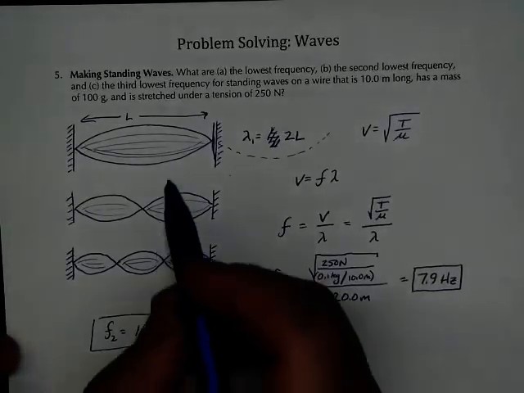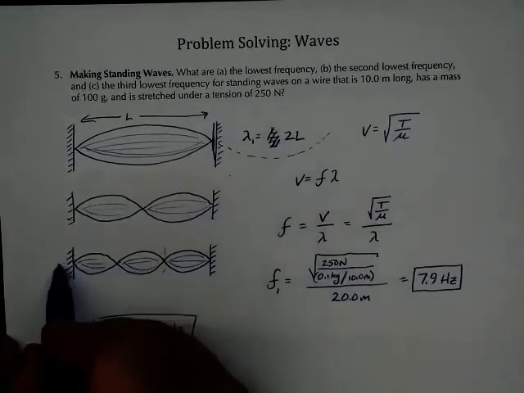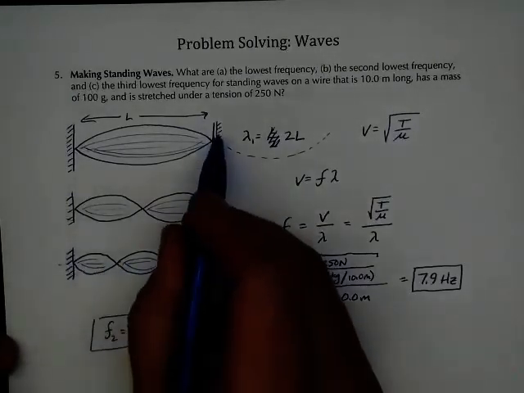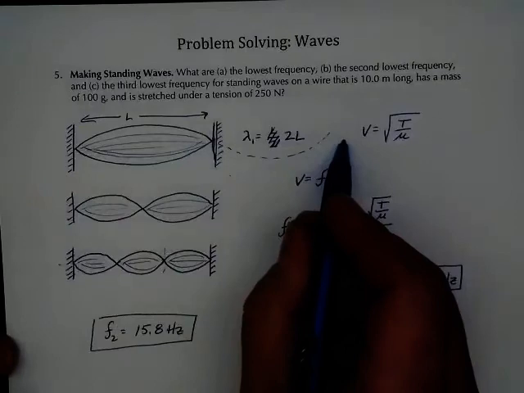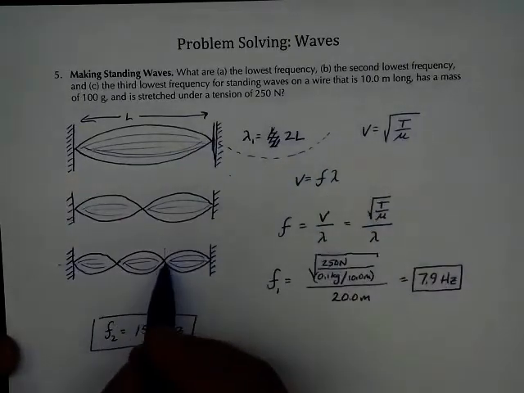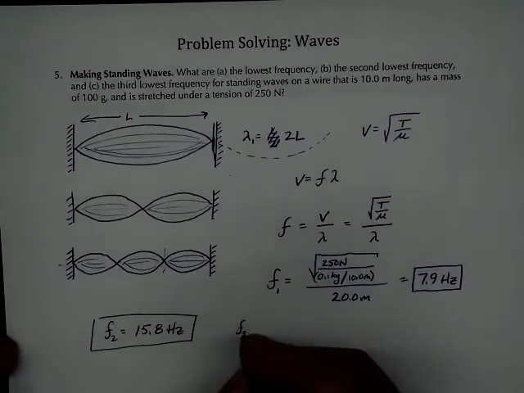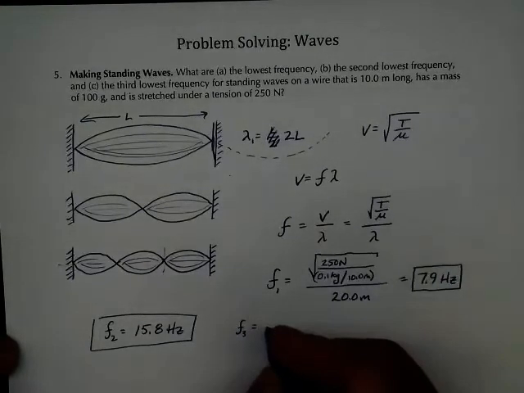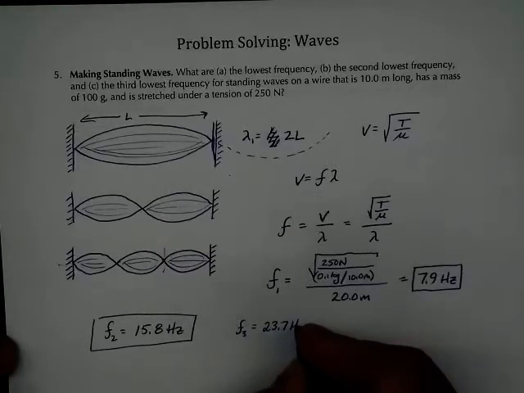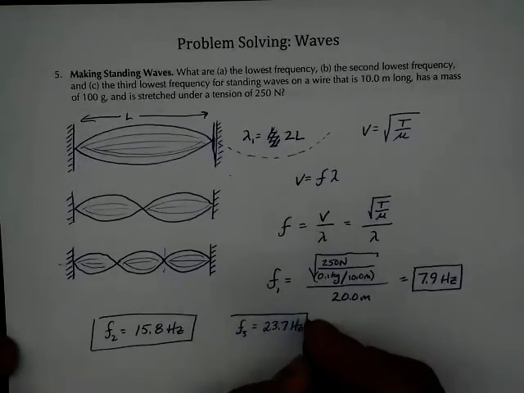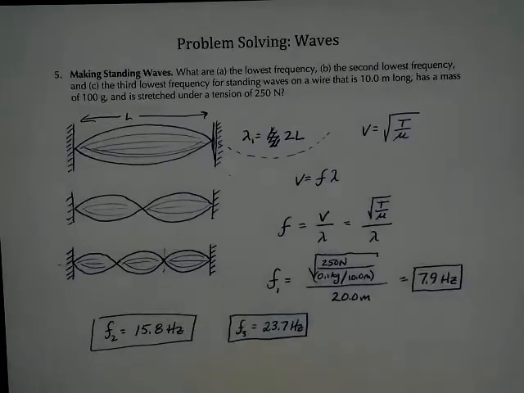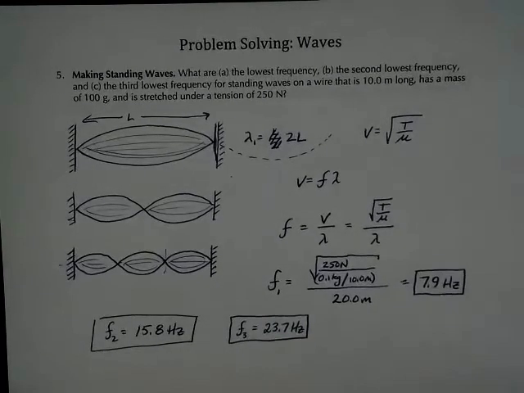Similar reasoning for 3. Now the wavelength is 2/3 of this gap. In the original situation, it was 2 times the gap. So the wavelength now is 1/3 of what it originally was, which means the frequency of this third mode is 3 times what it originally was, or 23.7 hertz. And you could continue that mathematical pattern for higher and higher modes of oscillation.